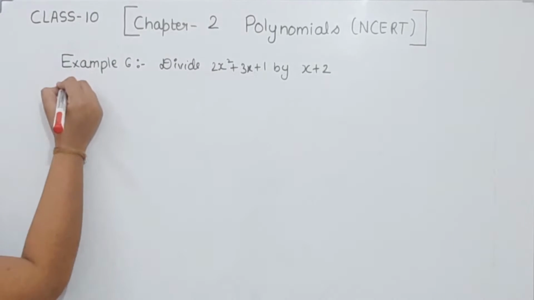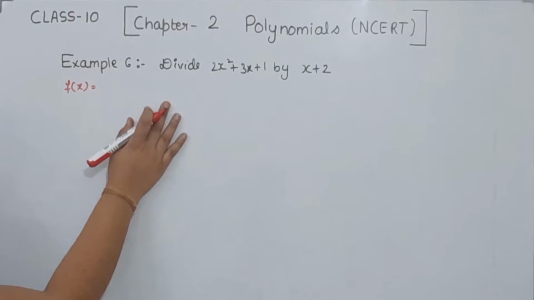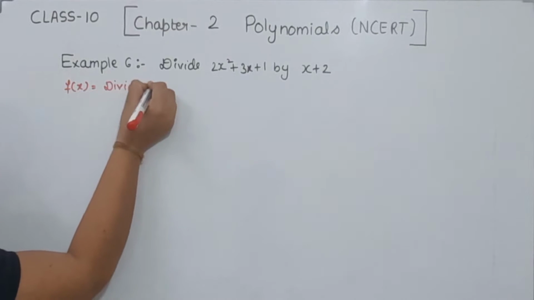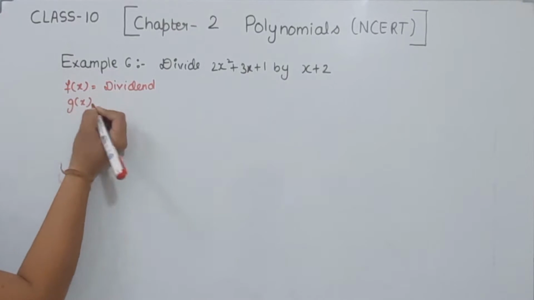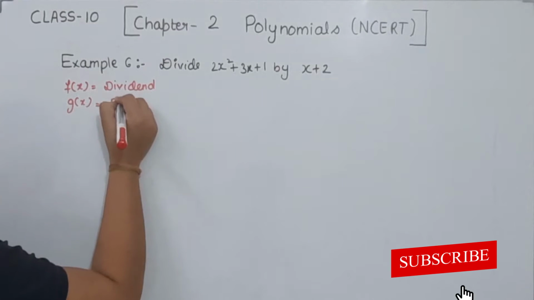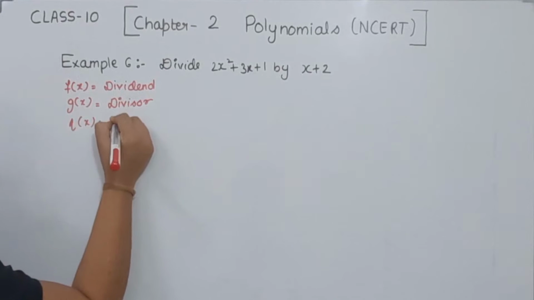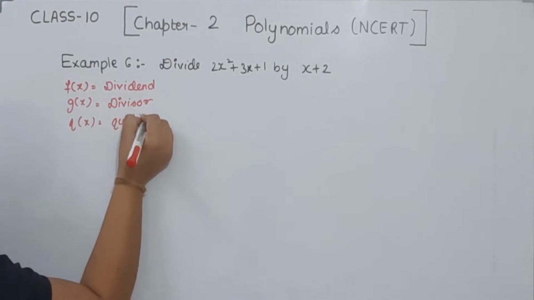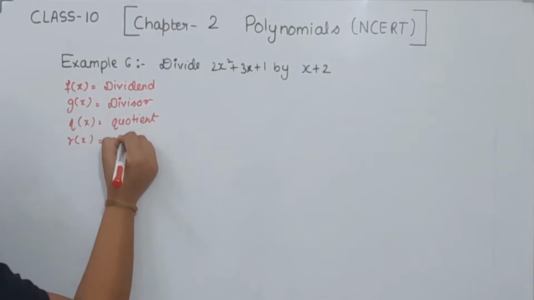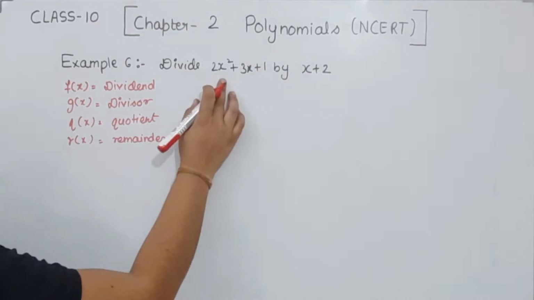Now first of all, I'm going to write here: f(x) will have as the dividend, g(x) will be equal to the divisor, q(x) will be equal to the quotient, and r(x) will be equal to the remainder. So first of all, this one we are having is the dividend.